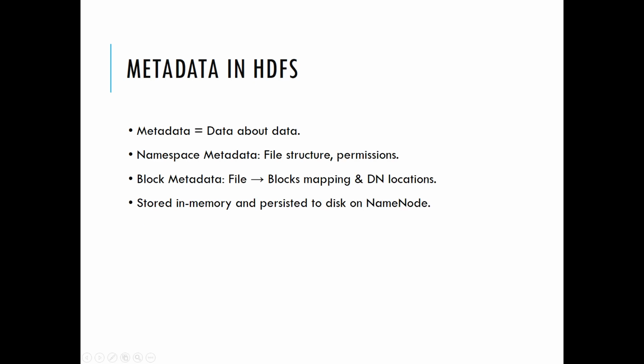This strategy balances the cluster load and provides fault tolerance against both node and rack failures. Metadata in HDFS is essentially data about the data. It includes 2 main types: namespace metadata, which describes the file system structure, such as directories and files, along with their permissions and ownership, and block metadata, which maps each file to its constituent blocks and tracks the locations of these blocks on data nodes. For fast access during operations, the metadata is kept in the NameNode's memory. However, to ensure durability, it is also persisted to disk.